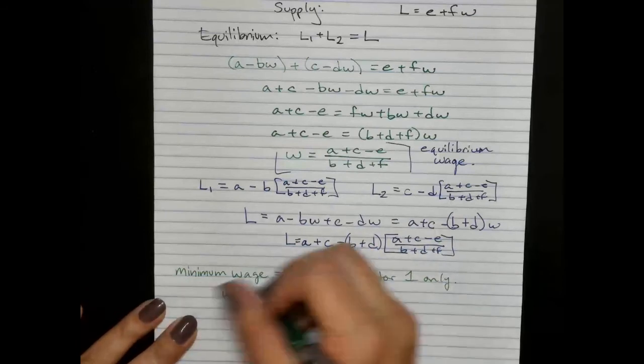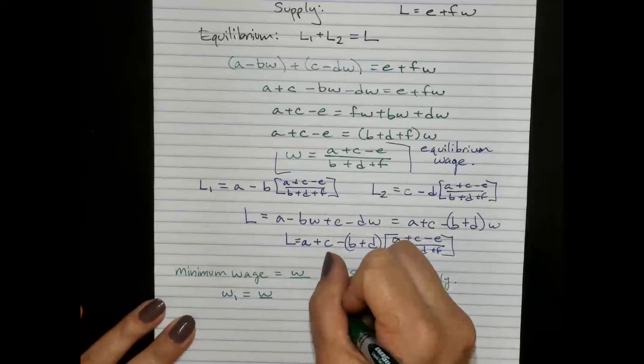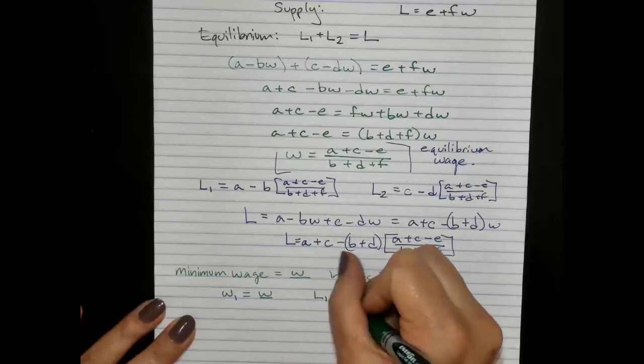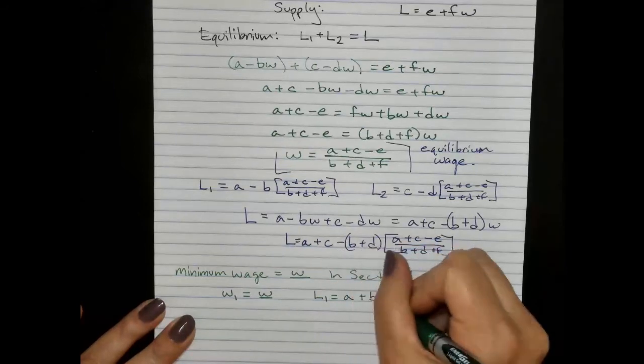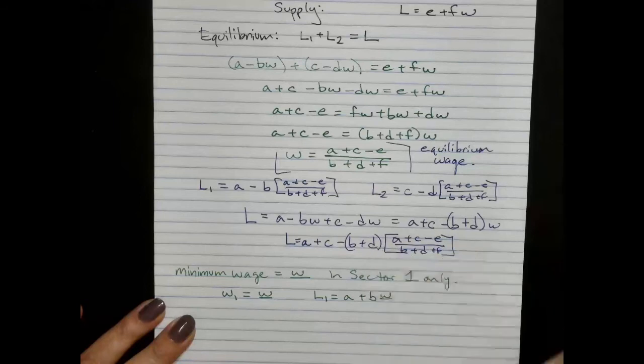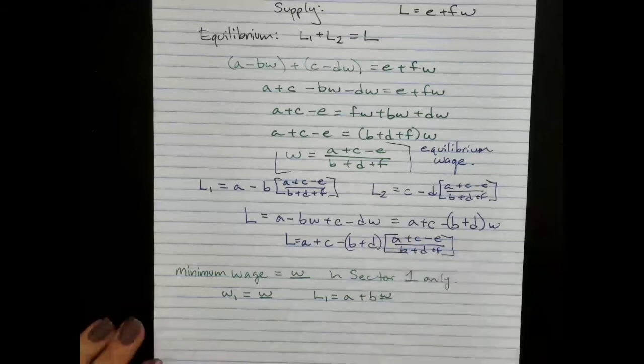The labor demand in sector 1 is going to be that same function, A plus B, but now it's a function of that minimum wage. So that's the easy part, right? The more complicated thing is to solve for the new labor demand and wage in the other markets. And so that's what we're going to do next.